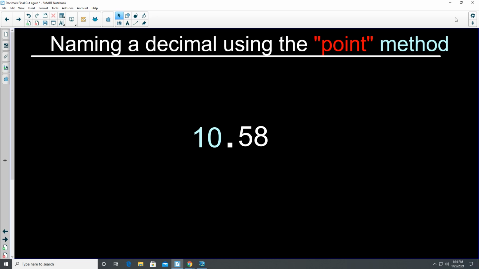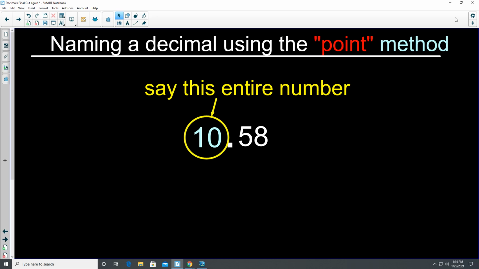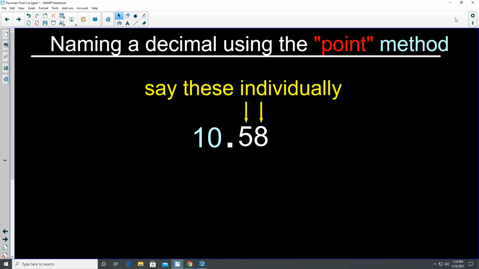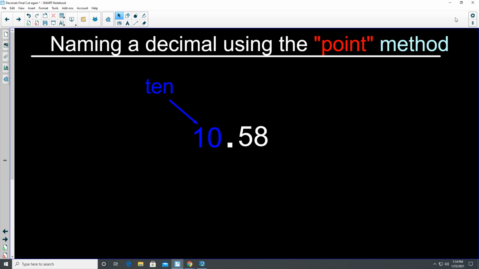So how about this one? Say this entire number, say point, these individually. So we got 10.58.